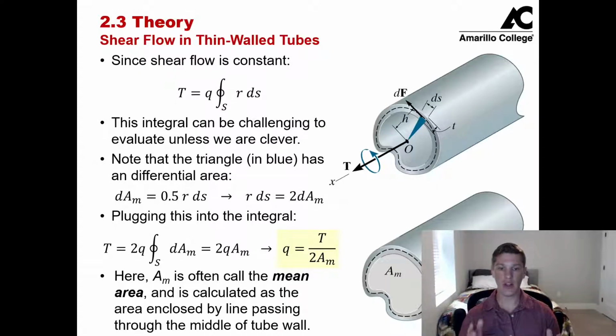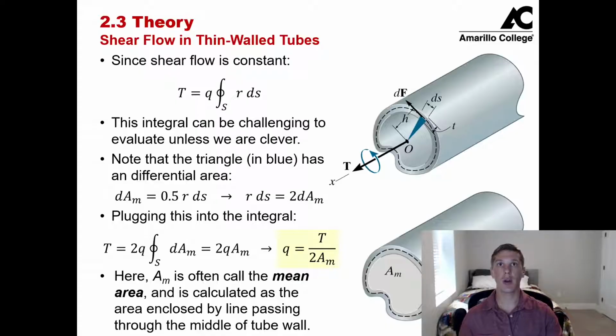And this is where the trick comes into play. Because we were able to define this RDS here, we can then plug RDS back into this integral that we have up here. So now what we're saying is that our externally applied torque is going to be equal to 2 times the shear flow times the integral around this circumference of the differential area dA_m. So if we integrate this differential area around the entire perimeter of this thin wall tube, we get just what we call the mean area.